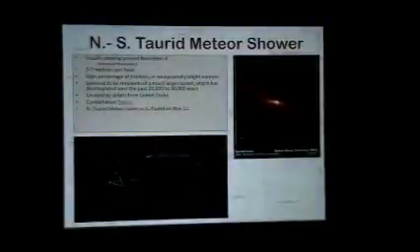Now, what do I have here? Okay, well, the north and south Taurid meteor shower is pretty much over, but, what is it? I think this is supposed to be south and north. There's the constellation Taurus. Okay, so I did try to do some observing for that, but again, I didn't really see much of it.